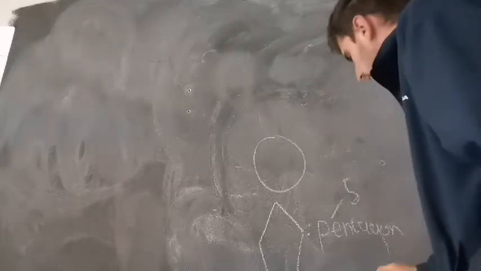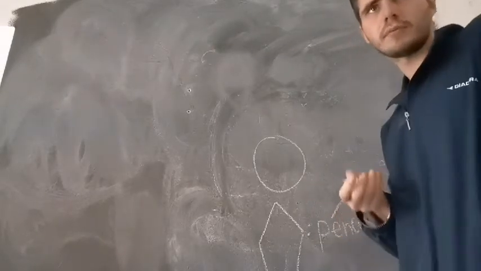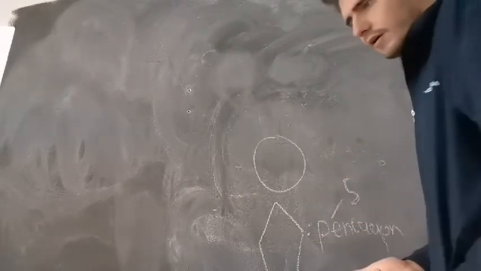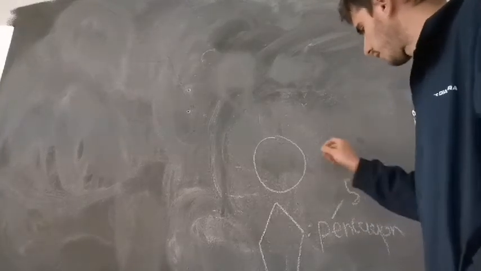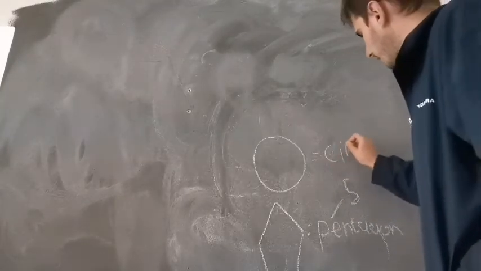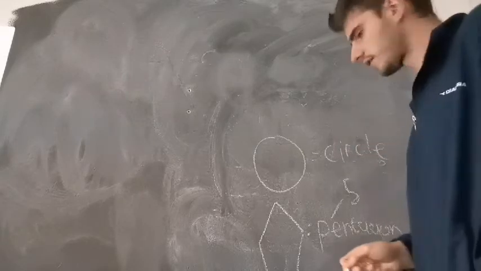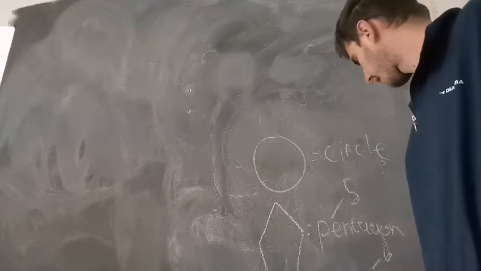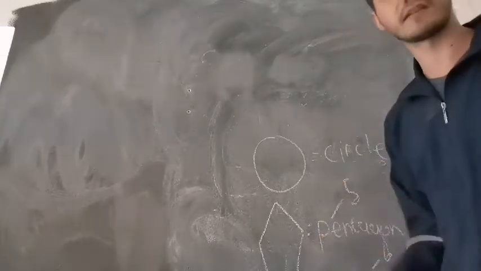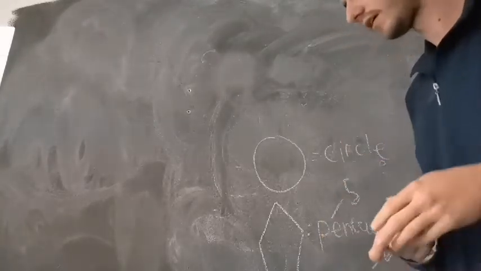So we start with our triangle, then we've got our square, then our rectangle, then our circle, and then we've got our pentagon and hexagon. Hexa means 6, so a hexagon has 6 sides, as you guys can see.